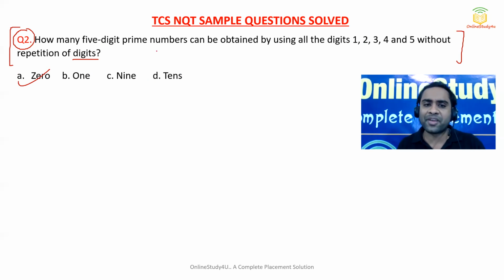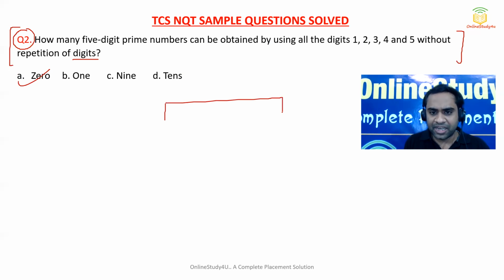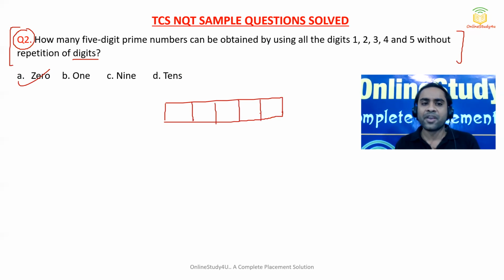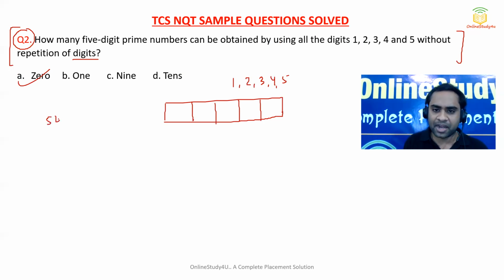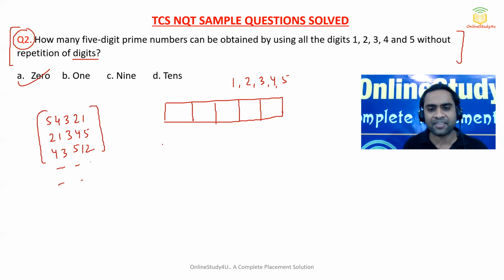So how many 5-digit prime numbers? Basically you need to make 5-digit prime numbers using the digits 1, 2, 3, 4, 5. Using these 5 digits, we can make a number like 54321. We can make a number like 21345. We can make a number like 43512. Like this you will be able to make the numbers using these.